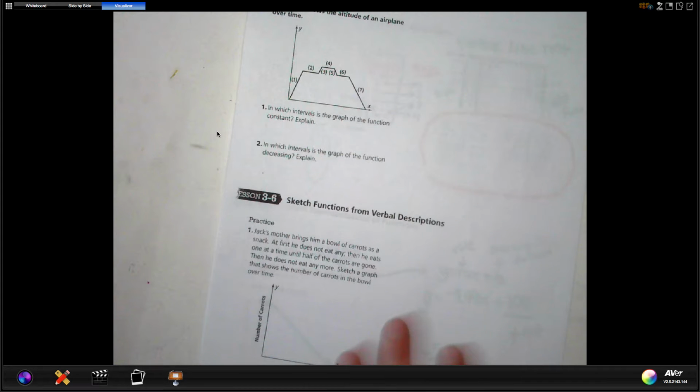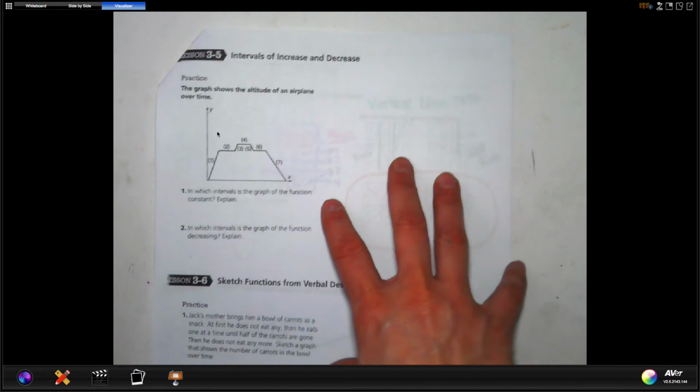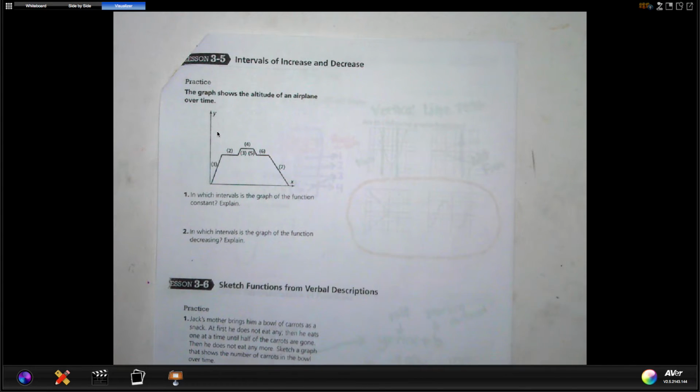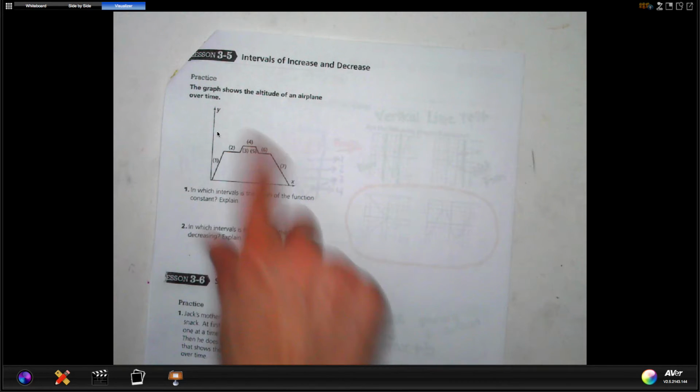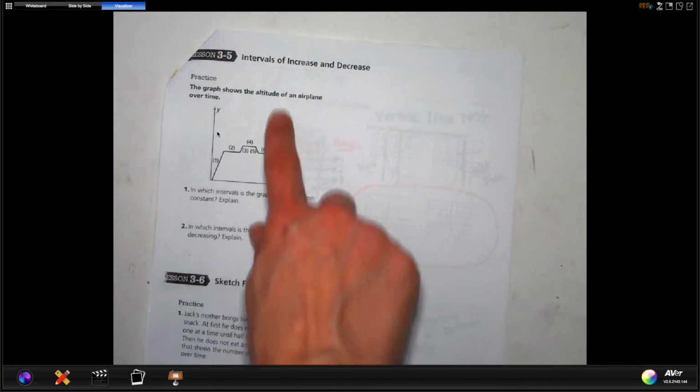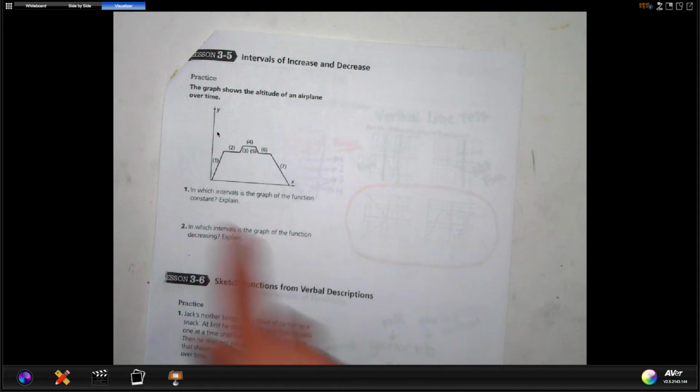All right, the last page are the last 2 things that we ended with. So 3.5 was about intervals, and 3.6 was about sketching them. So I copied for you this graph. It says the graph shows the altitude of an airplane over time. And so it says which intervals is the graph of the function constant? So if you look at that graph, who can tell me which intervals are constant?